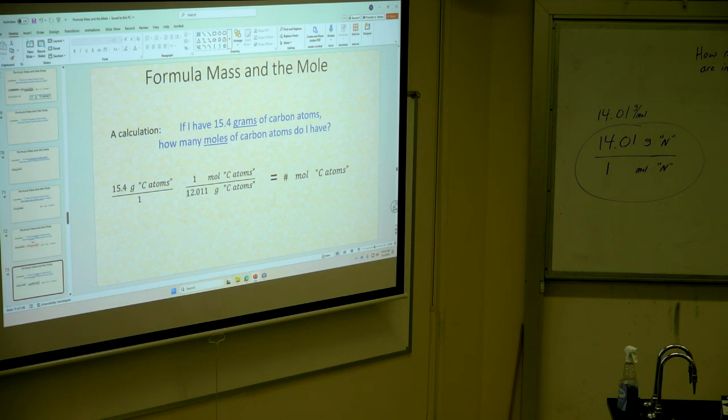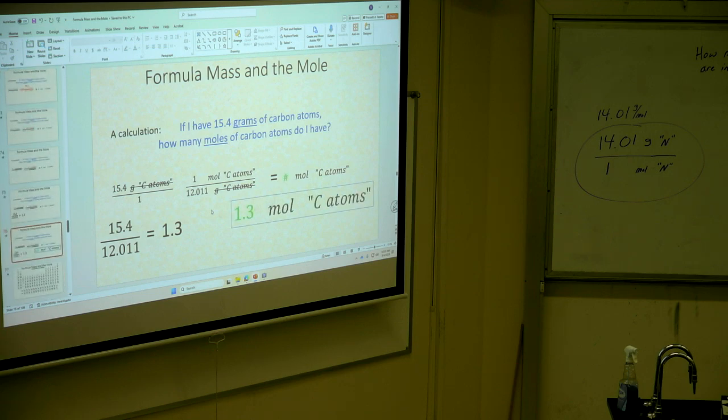So when you look at the periodic table, this is all you see, 12.011. But the rest of this is implied. The 12.011 is the grams. It's always on the scale of 1 mole. Anyway, calculate that out. 15.4 divided by 12.01. You get 1.3. That's the wrong significant figures. So whoever I showed this to, I don't know if they caught that or not.